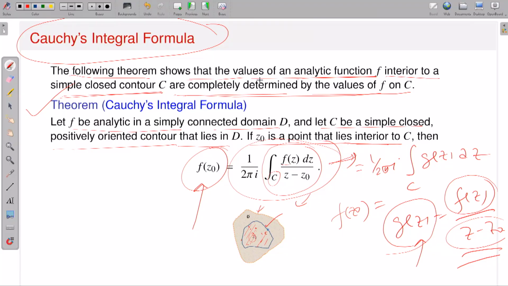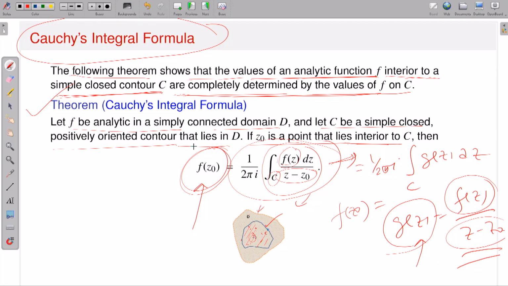The following theorem shows that the values of an analytic function f interior to a simple closed contour C are completely determined by the values of f on C. So if I calculate this integral, you just need the value of the function on C, because this function is well known. And if I calculate this contour integral, the value will be exactly equal to the value of the function at z0.